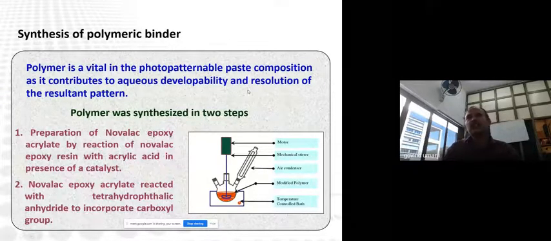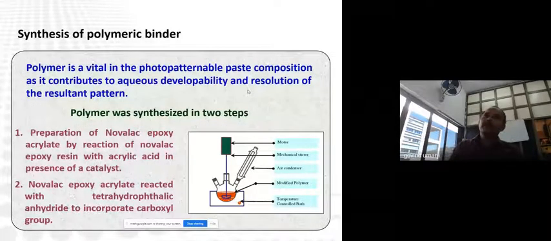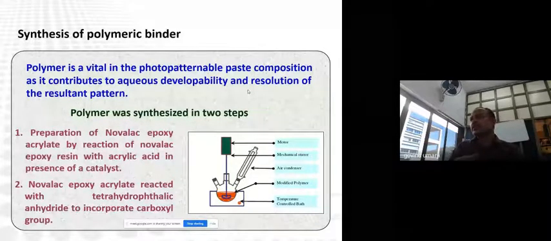So once the silver powder is optimized, we come to the polymeric binder. See, the polymeric binder plays a vital role in the photopatternable paste composition, because it contributes to aqueous developability and the final resolution of the resultant pattern.